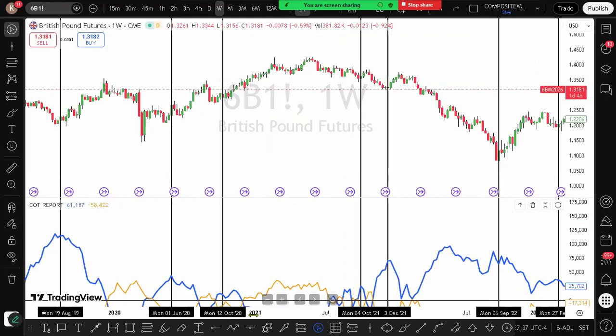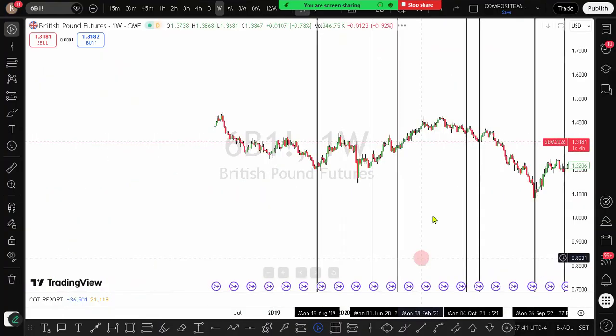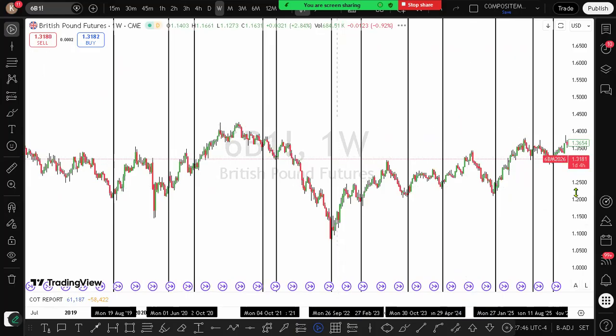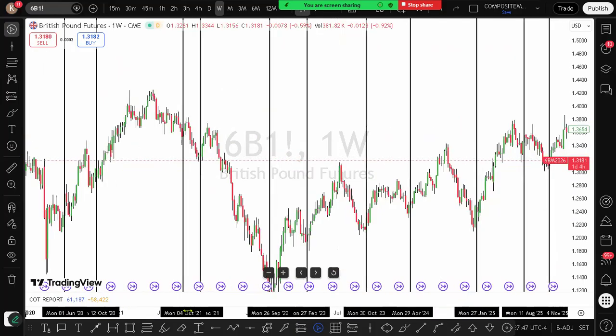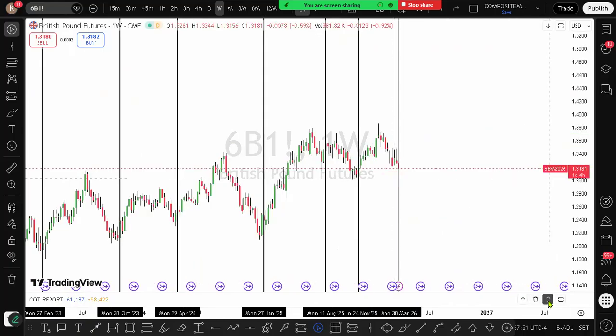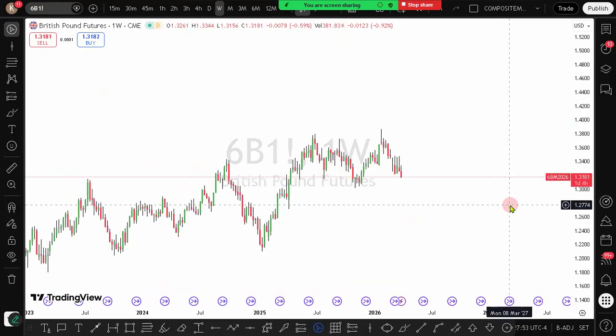From here, let me just hide this one. You can see everywhere I've placed those lines, we have been getting those sharp rallies to the upside. So here I'm still looking for the same, though it's not looking good, guys, because we have a small curve here, but still I'm looking for a rally to the upside. So I now have a bullish bias in terms of fundamentals.